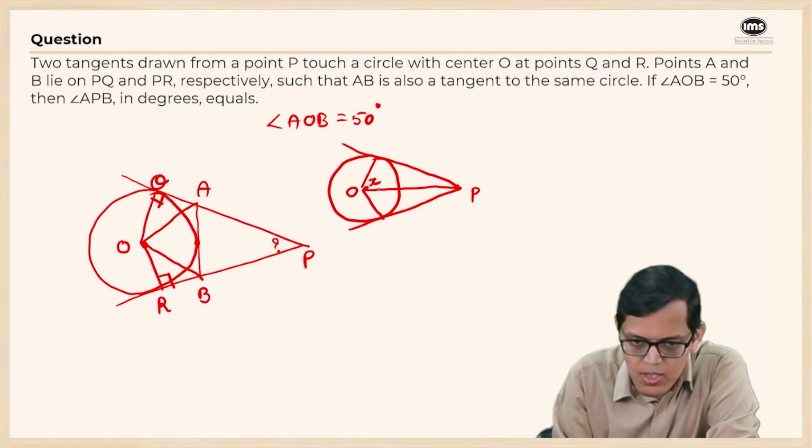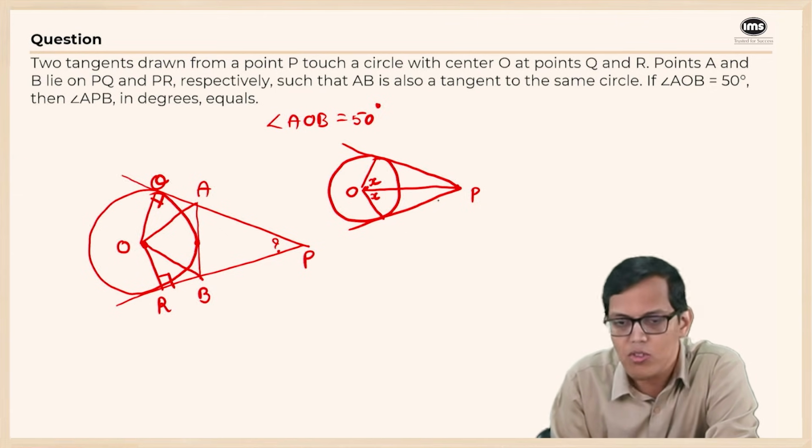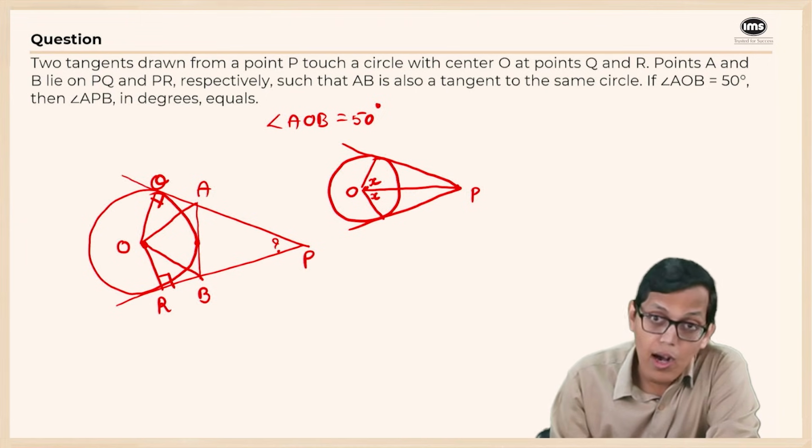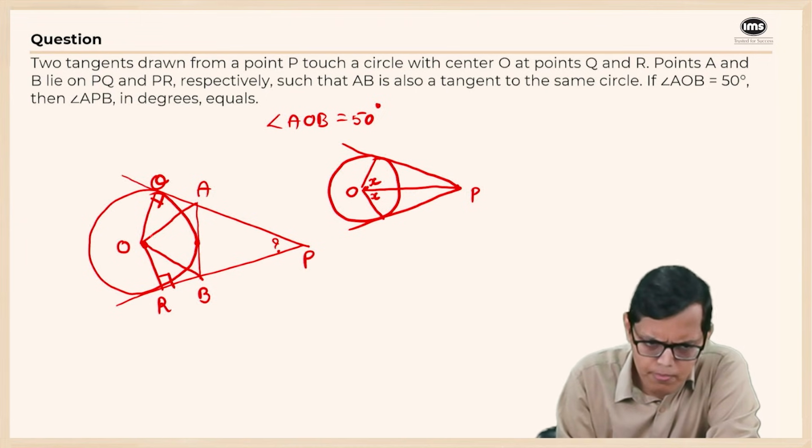So if this is x degrees, this has to be x degrees. This is because both the triangles that you are now able to see are actually congruent. You are actually looking at a kite. Alright, how would we use the same in our question?